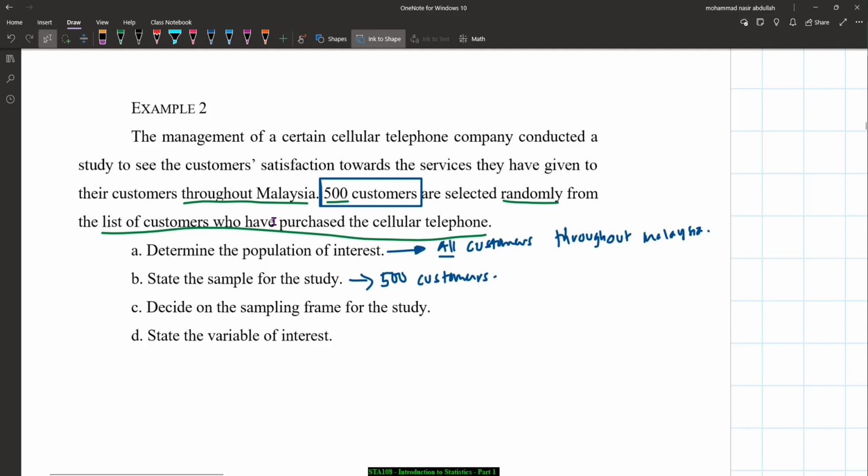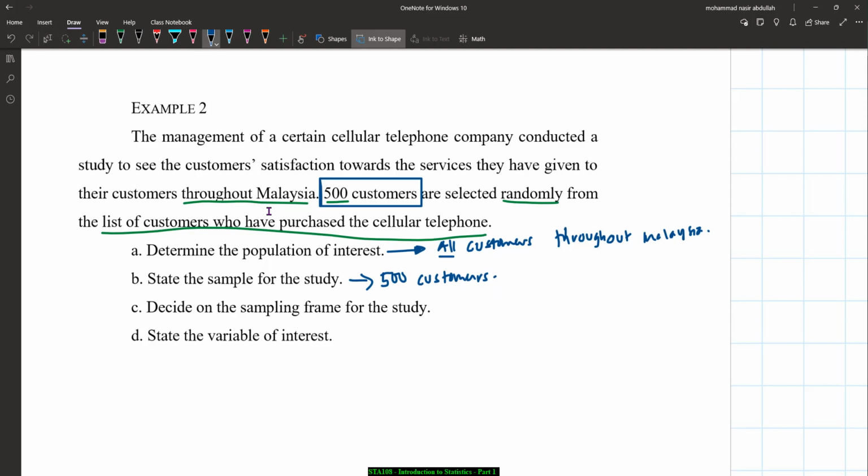Right. So decide the sampling frame for the study. So kalau dia beli phone, selalu apa yang kedai minta? Dia minta you punya nama. Dia minta you punya phone number. Lagi address. Itu saja kan? Betul? Sebab dia nak tulis dalam receipt kan?